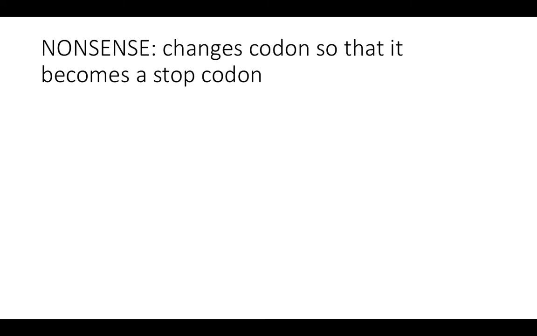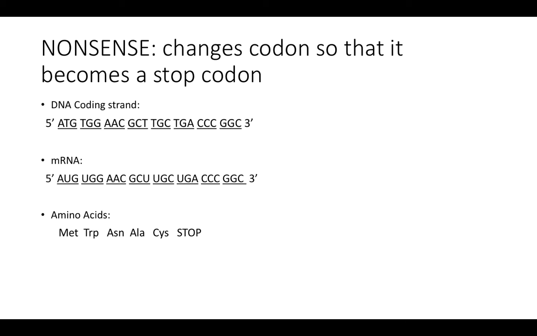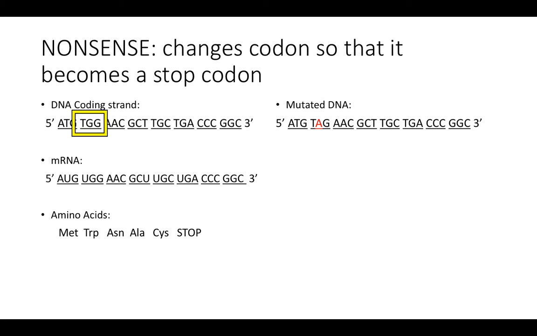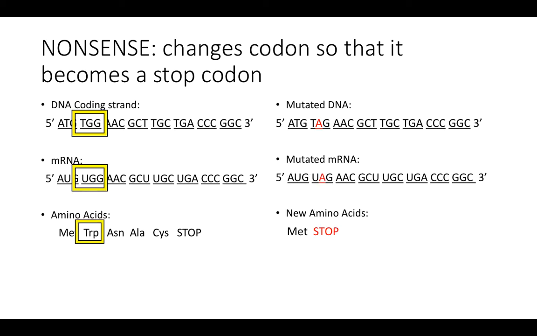A nonsense mutation is when a sequence that coded for an amino acid is changed to code for a stop codon. Again, here is the original DNA, mRNA, and amino acids. This is the mutated DNA strand. Here we can see that the G was altered to an A, which shows a transition. The mutated mRNA and new amino acids are shown here. From this, the sequence was cut short because tryptophan was altered to a stop codon.